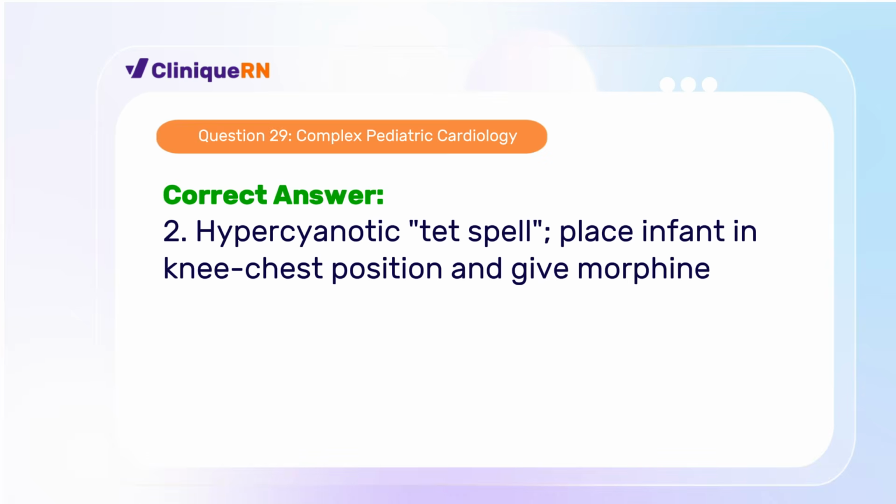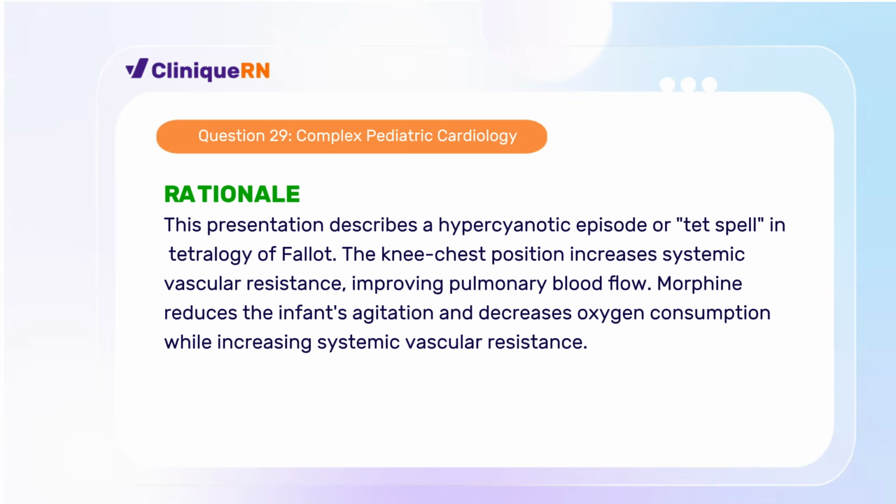The correct answer is 2. Hypercyanotic TET spell, place infant in knee-chest position and give morphine. Rationale. This presentation describes a hypercyanotic episode, or TET spell, in tetralogy of Fallot. The knee-chest position increases systemic vascular resistance, improving pulmonary blood flow. Morphine reduces the infant's agitation and decreases oxygen consumption while increasing systemic vascular resistance.